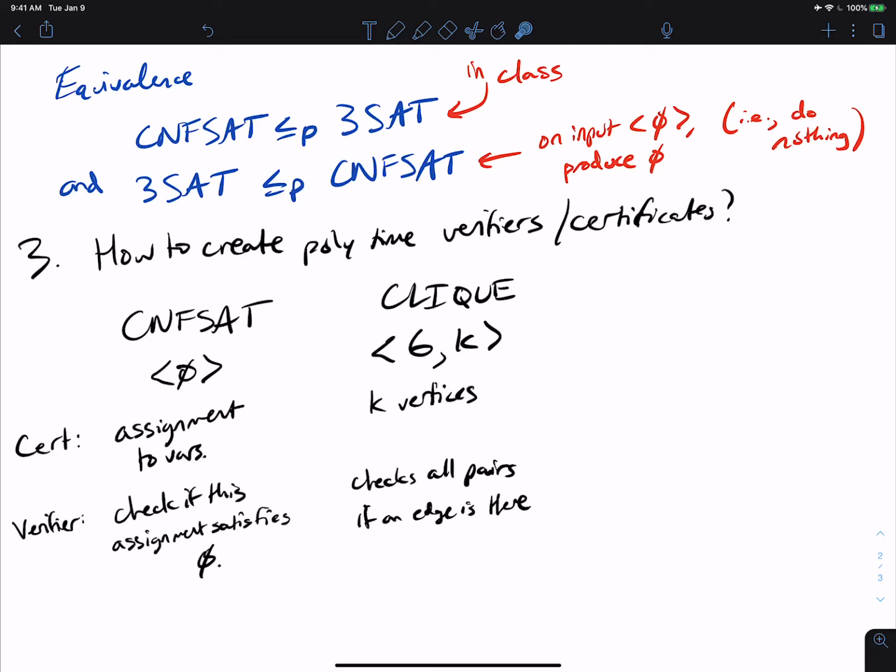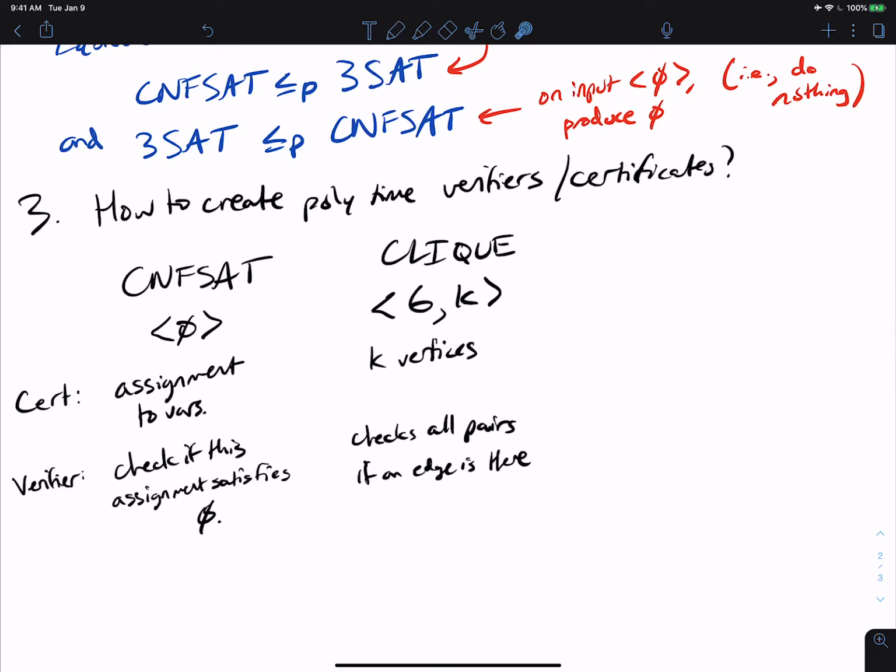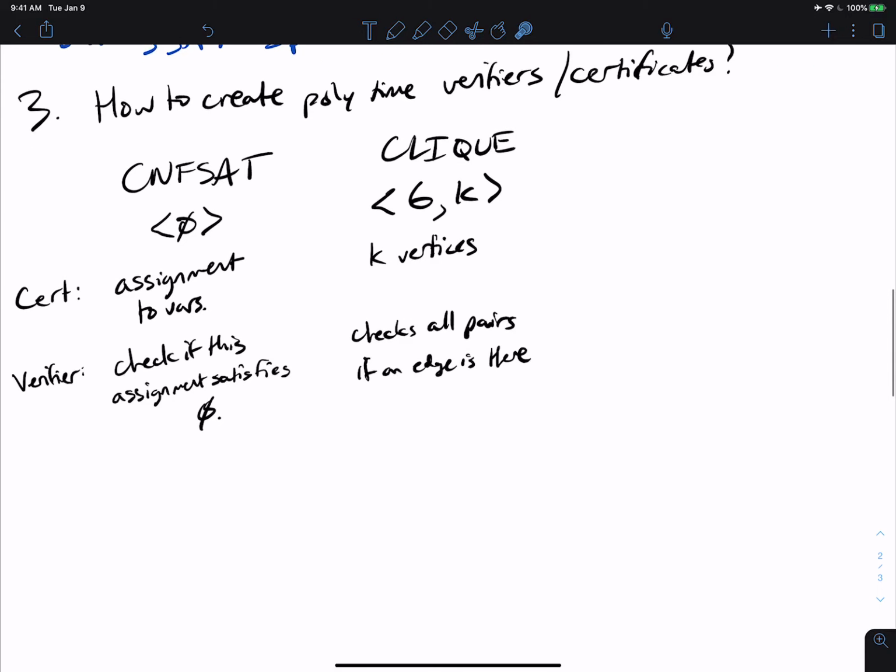And if an NP-complete question appears on the test, on the final, it will not be very difficult to figure out what the certificate is. It'll be very straightforward. So don't worry too much about this, because the verifier and the certificate will be straightforward if it appears on the test.